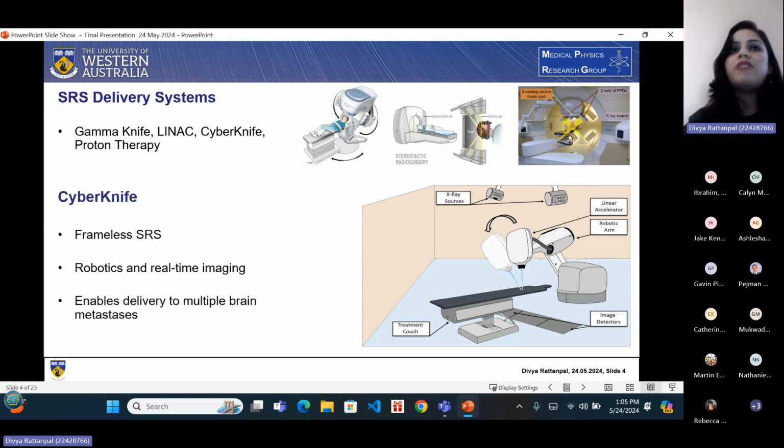But CyberKnife is the only frameless stereotactic radiosurgery system, where the combination of robotics and real-time imaging enables the system to deliver high doses to the target with sub-millimeter accuracy. And CyberKnife allows the treatment of multiple brain metastases.